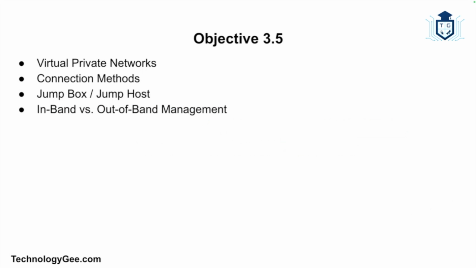As businesses grow and networks expand, IT professionals need to implement robust network access and management strategies to maintain security, efficiency, and control. Various methods such as VPNs, remote access technologies, and management approaches all help organizations manage their networks effectively. In this video, we're going to explore the different network access and management methods that are covered in CompTIA Network Plus Exam Objective 3.5, including VPN types, connection methods, jump hosts, and in-band versus out-of-band management.